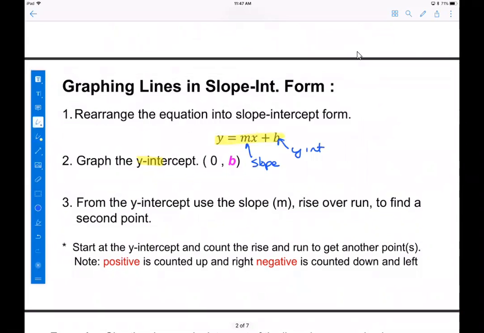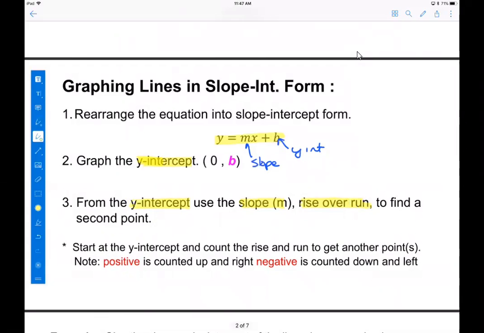To graph in slope-intercept form, we will first have to rearrange the equation into slope-intercept form if it's not in slope-intercept form. Then we will plot the y-intercept on the y-axis. From the y-intercept that we plotted, we're going to use the slope, which, remember, is rise over run, to find a second point.